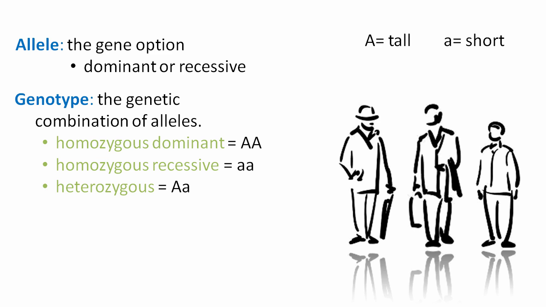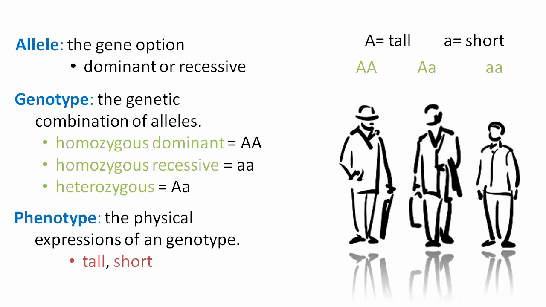But look what happens. When we add the genotypes to the individuals, we see that the gentleman on the far end is short with little a, but the gentleman in the middle and the far left both have a single dominant, but the one in the middle is big A, little a, heterozygous.